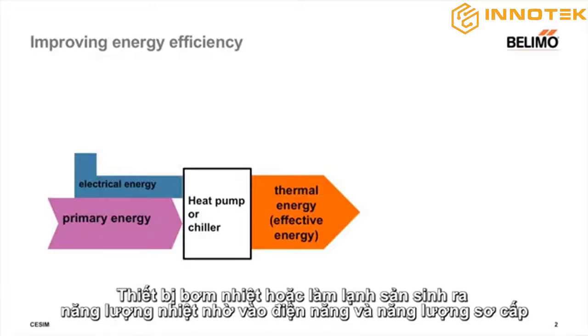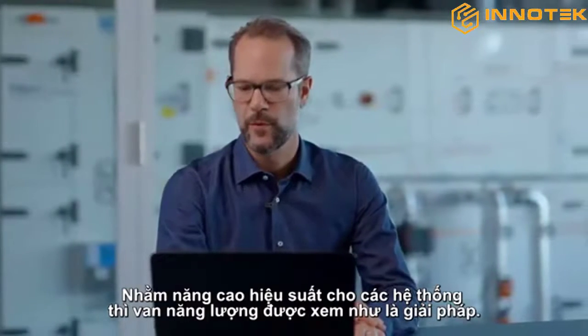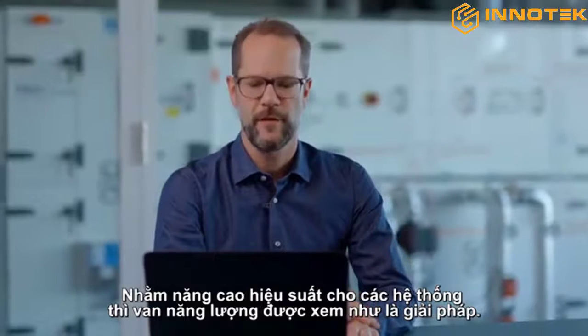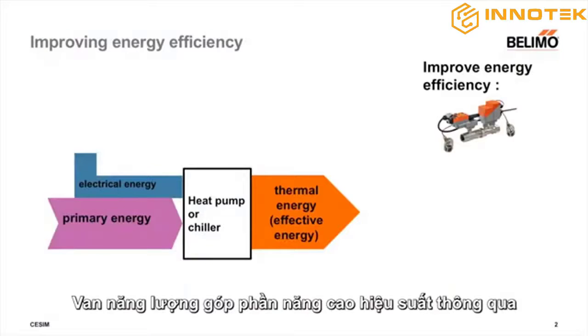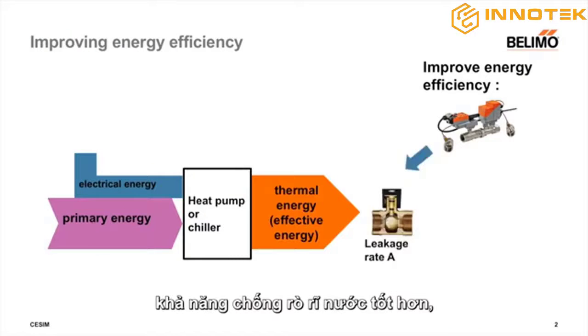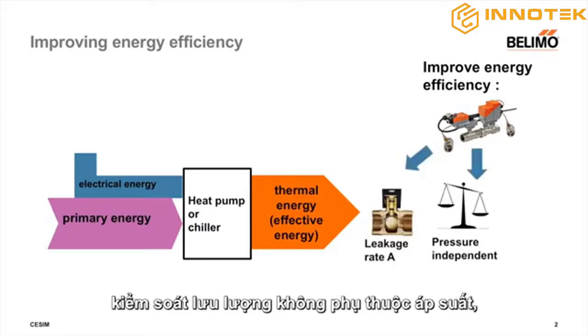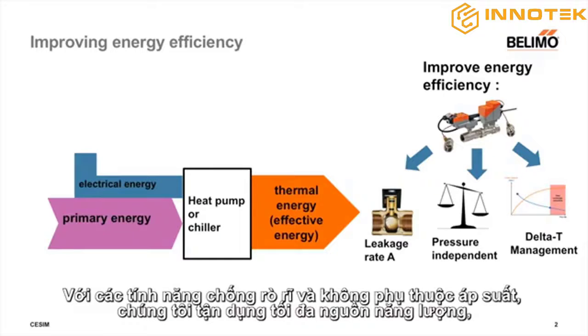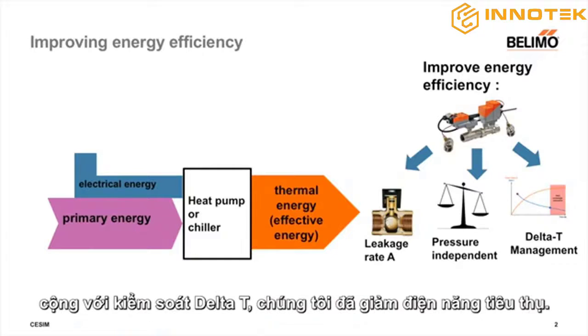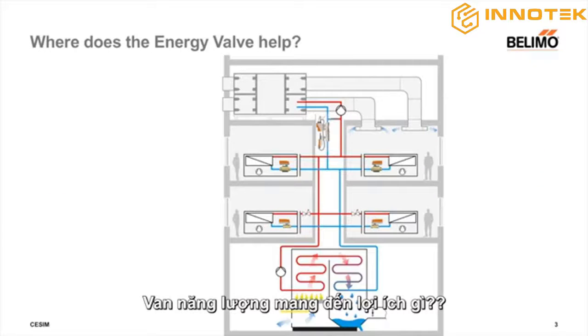The heat pump or chiller produces thermal energy with the help of electrical energy and primary energy. Here in this system, in order to improve energy efficiency, the energy valve can be installed. The valve contributes to this improvement through a better leakage rate, pressure-independent flow control, and DeltaT management. With the leakage rate and PI function, we reduce the share of thermal energy, and with the DeltaT management, we reduce the electrical energy.